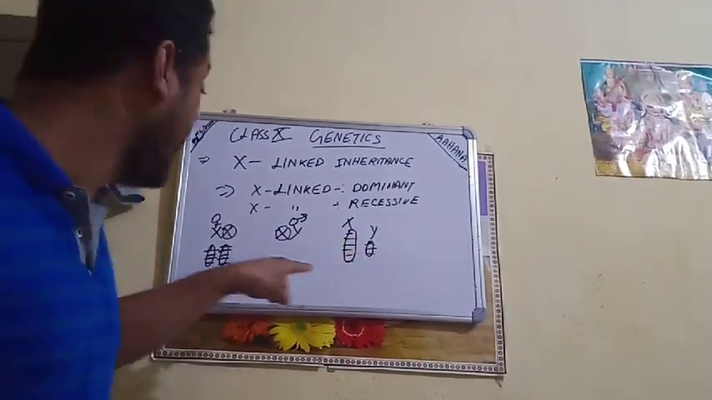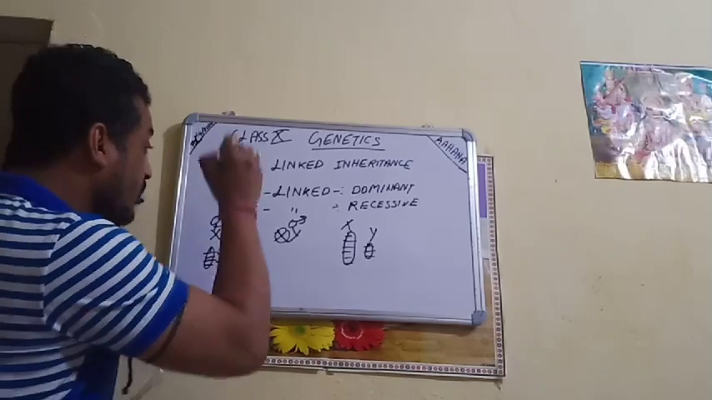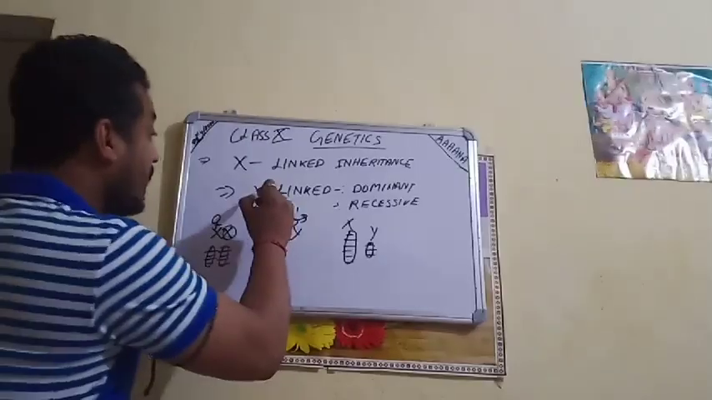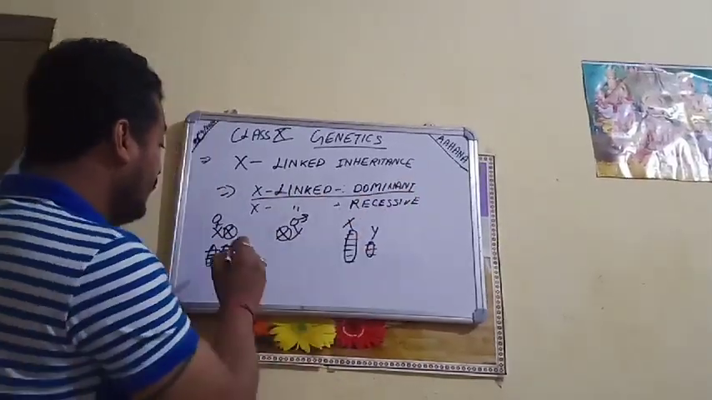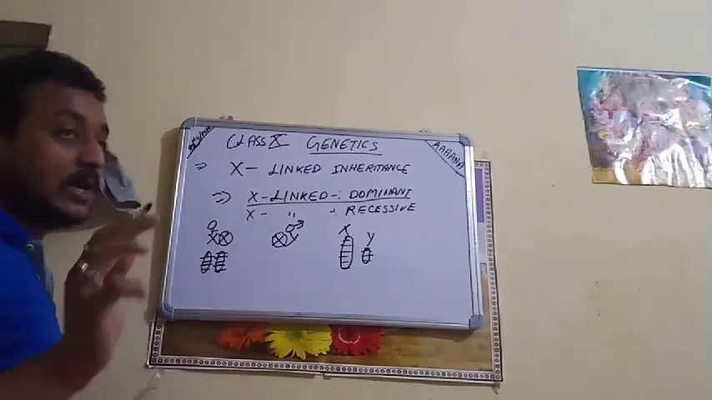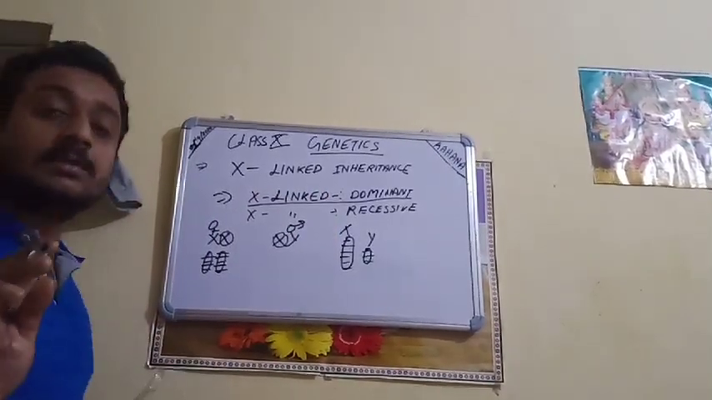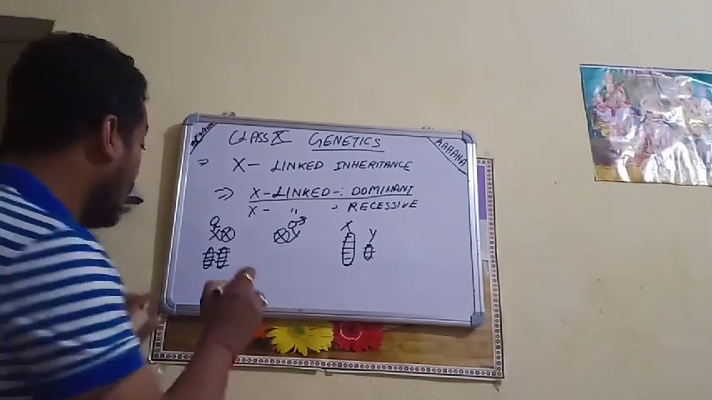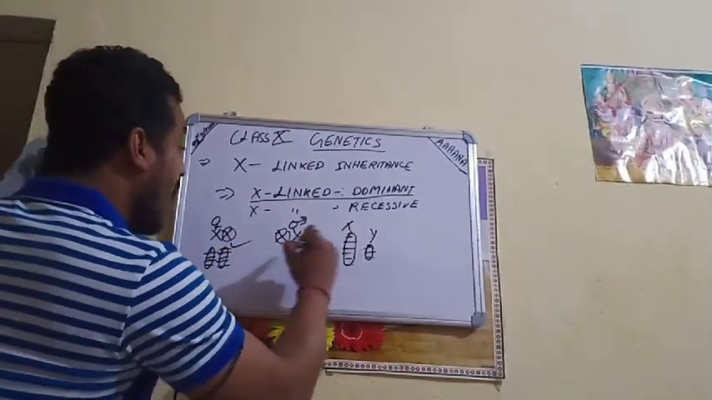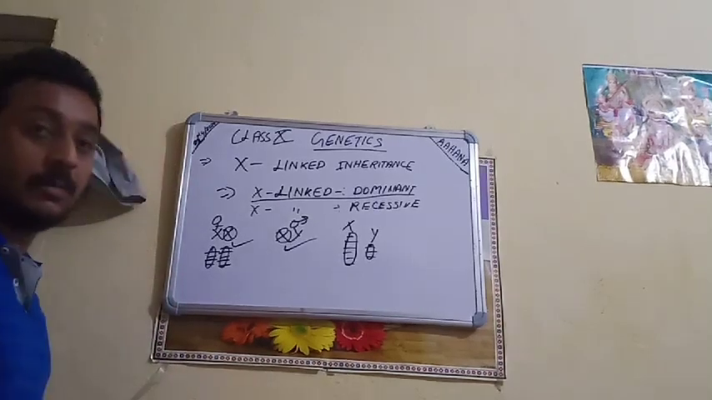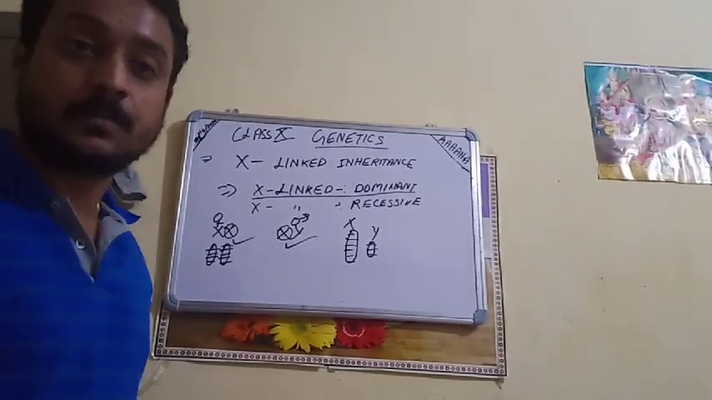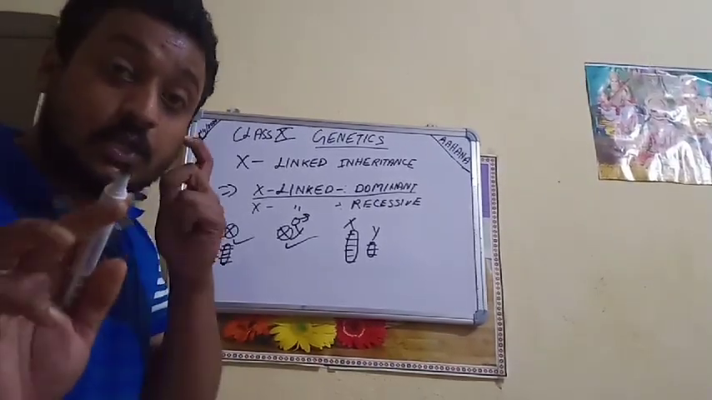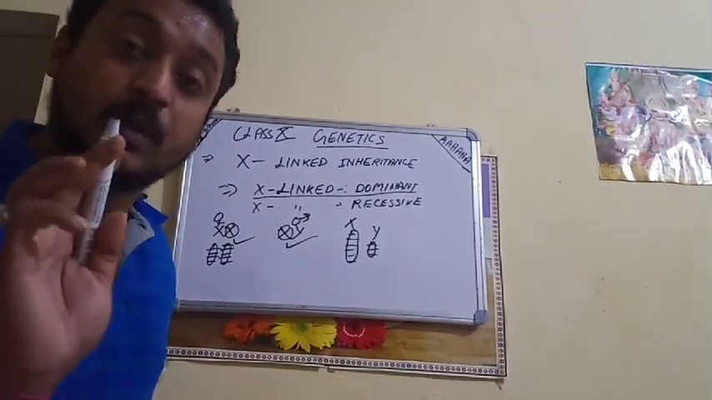So we can say that in X-linked dominant, if the particular X chromosome has altered genes and that altered gene is dominant, it will show in the human male and it will show in the human female also. Human male also, human female also. But the thing is that it needs to be dominant.